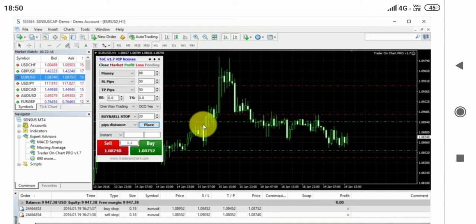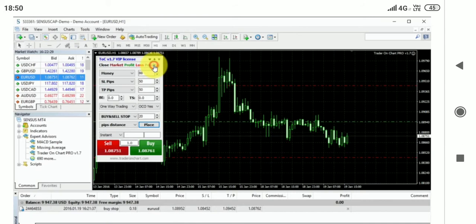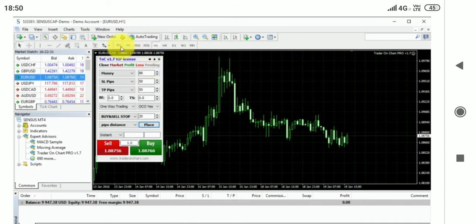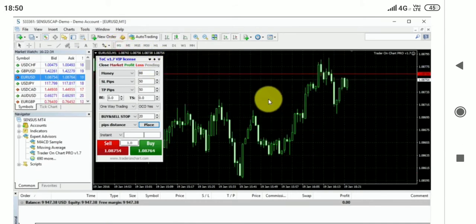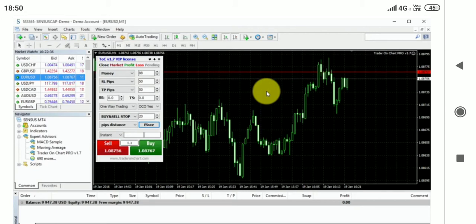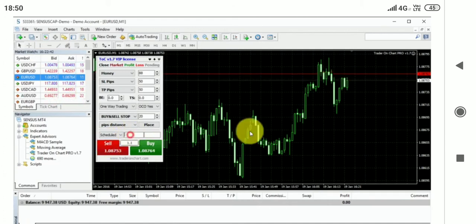On the other side, if you don't have time to wait for that perfect moment, just a few minutes before news release, to place your pending orders, you can schedule the trade. So let's delete these pending orders. I will switch my time frame to 1 minute just to kind of zoom in. And now I will choose that I want to schedule my trade.